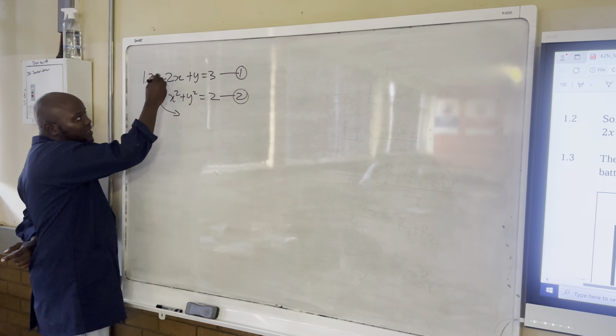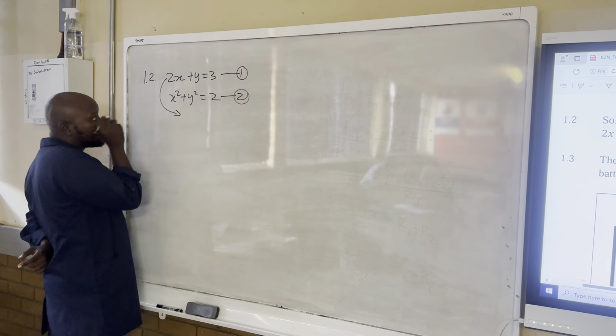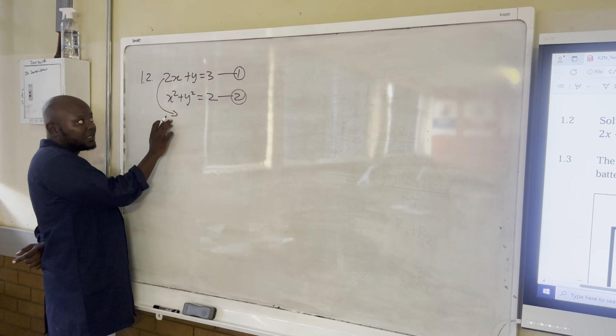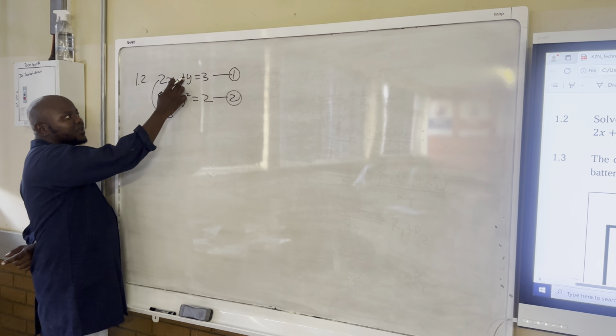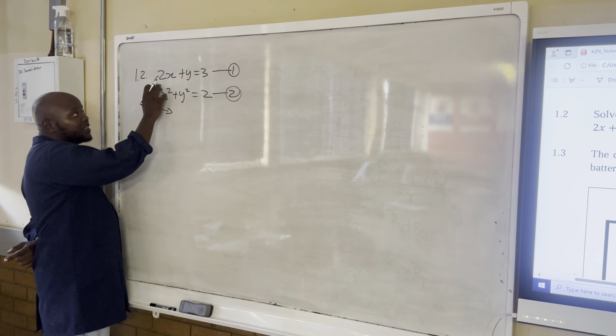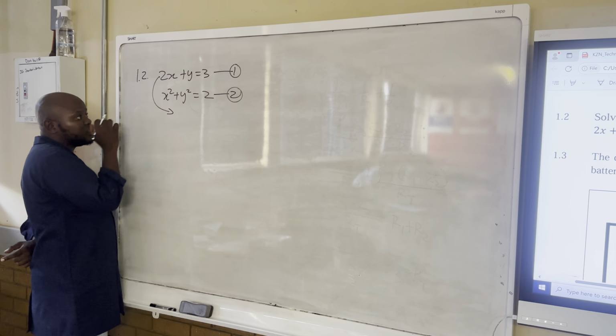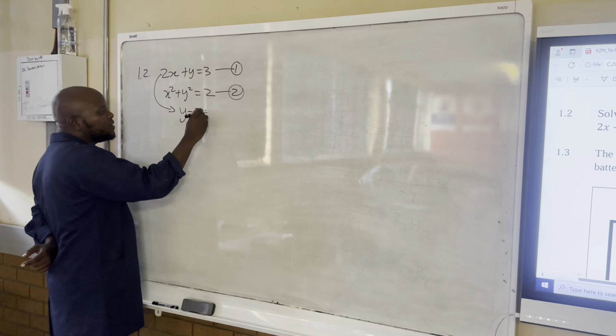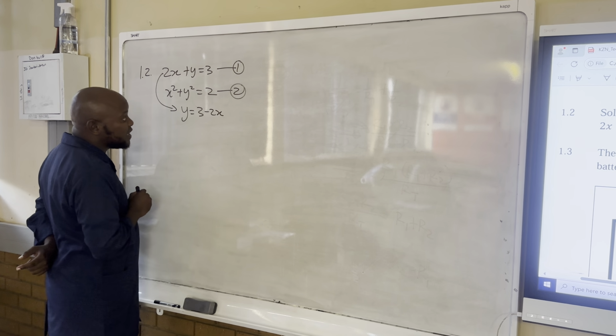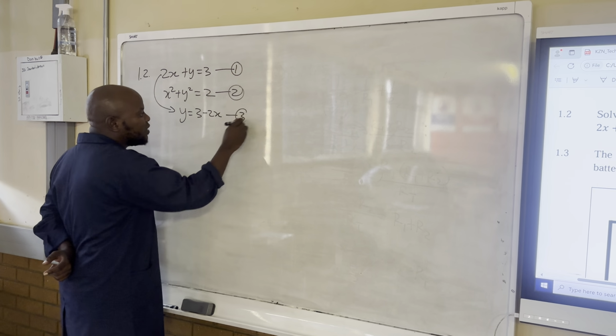With this arrow, we are just making sure that the learner sees that we are making equation number 3 from equation number 1. Because this y doesn't have a coefficient, and this x has a coefficient, we are just going to make y the subject of the formula. Y is equal to 3 minus 2x. This will be our third equation.